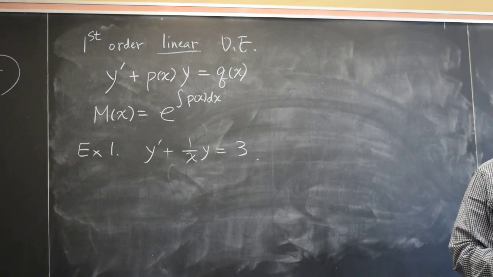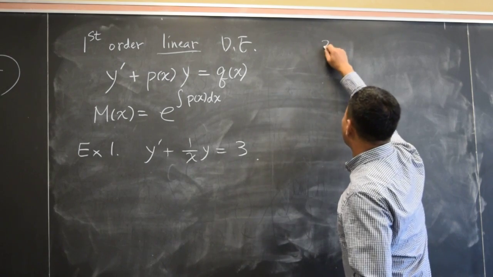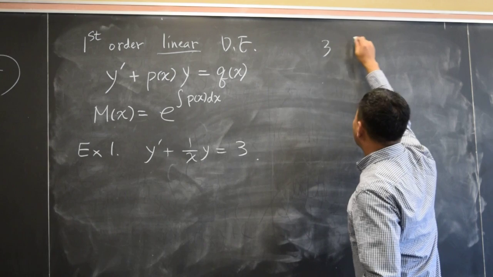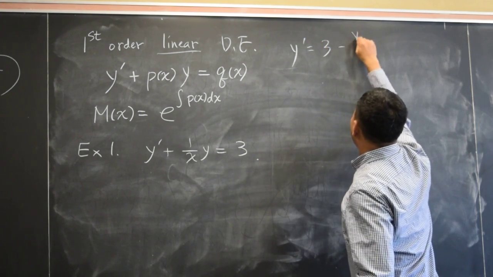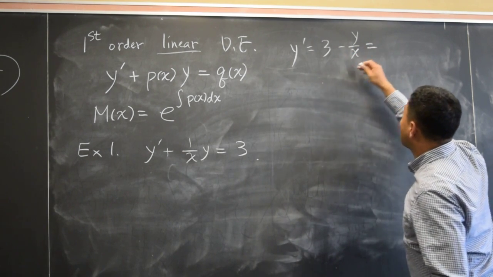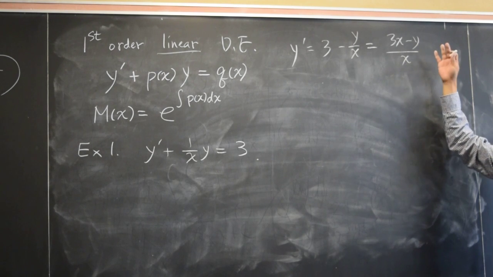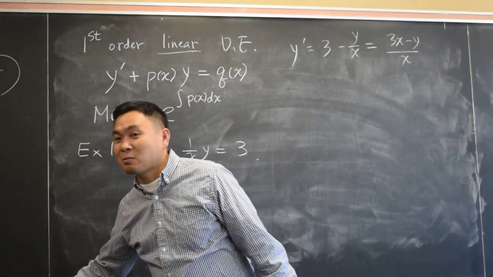Wait, why can't you do that? I mean, just try it. If you move this to the other side, first of all, 1 over x times y is y over x, isn't it? So if you move it to the other side, y prime is 3 minus y over x, and that's like 3x minus y over x. Can you write this as a function of x times a function of y? I don't know how to. So I think that's pretty much clear, right? So this is not a separable equation.